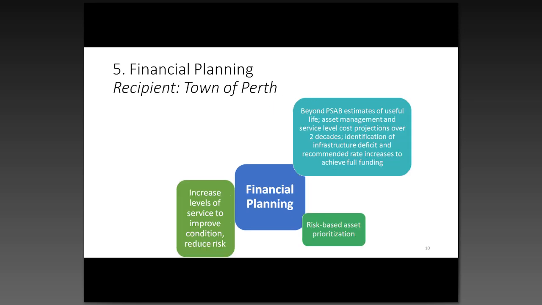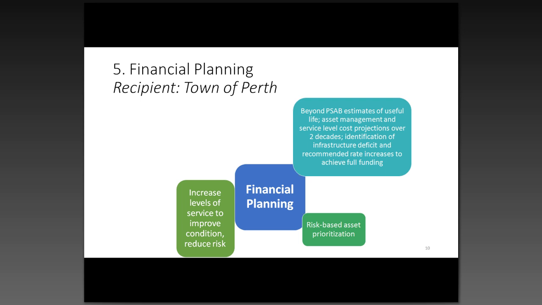Fifthly, we've got financial planning with the town of Perth. So a couple of interesting things here. First of all, for anyone who's looking to get beyond PSAB estimates of useful life and looking for a concrete hook to hang your hat on in terms of how distorting some of that can be, I'd look to the Perth plan because it compares two asset replacement scenarios in terms of cost and timing. One based on PSAB 3150 data and one based on asset condition and risk.